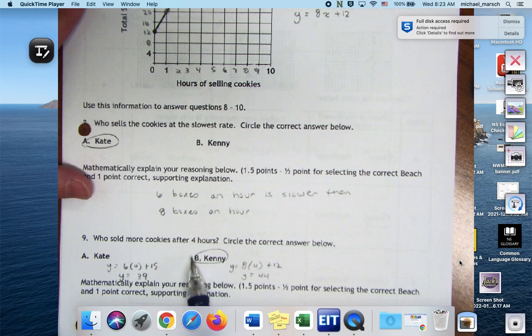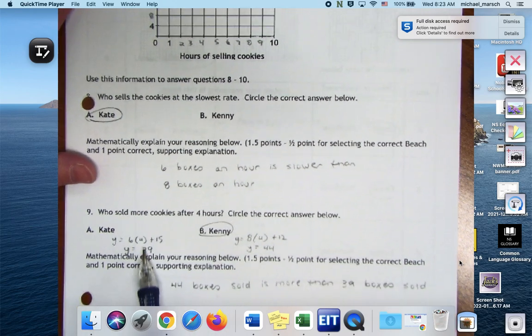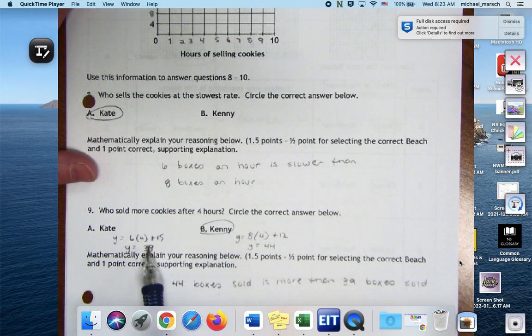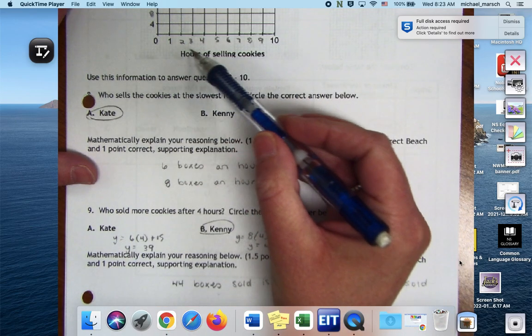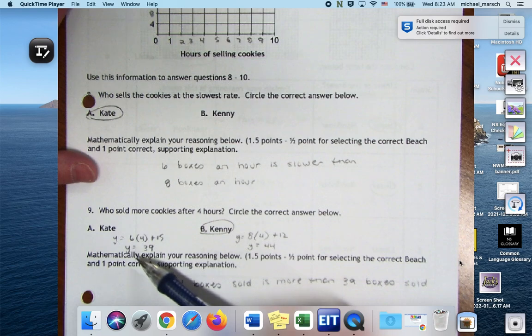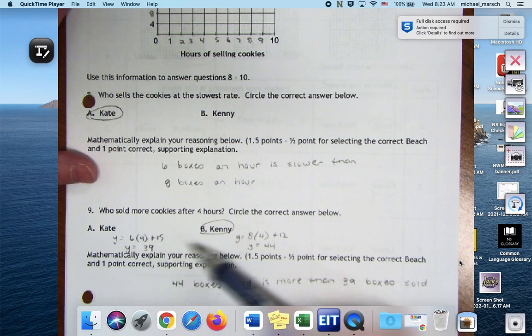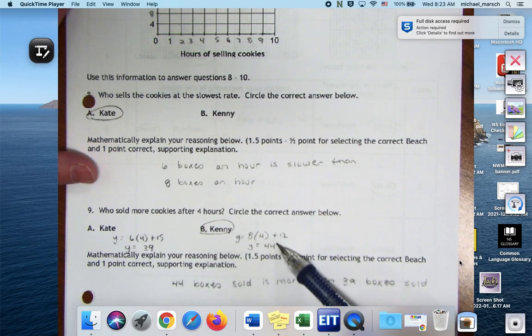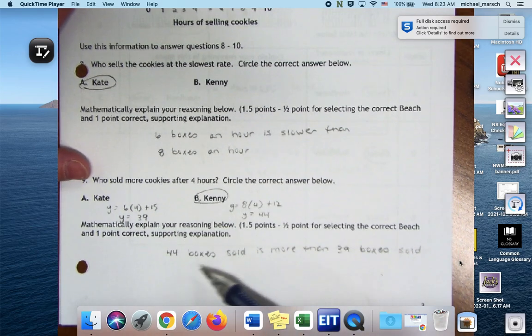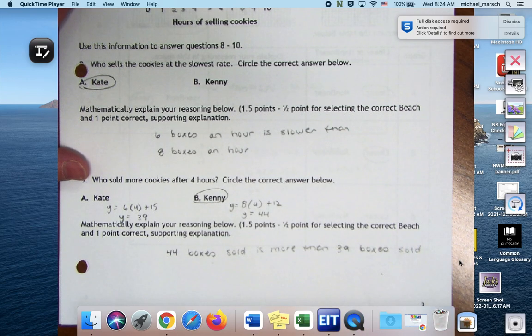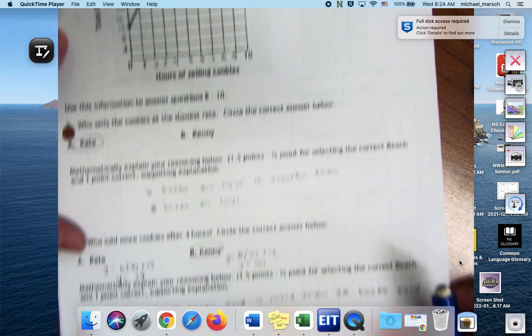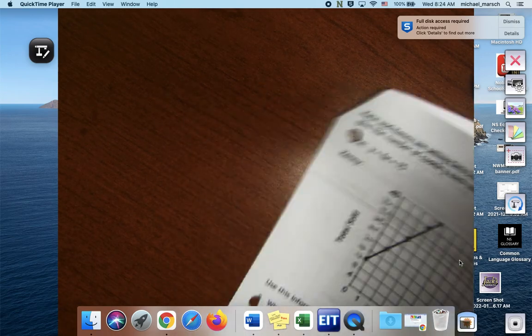Who sold more cookies after 4 hours? Again, I put the number 4 in for the x. I know that stands for x because my x-axis up here is hours. 6 times 4 plus 15 is 39. 8 times 4 plus 12 is 44. So since 44 boxes is more than 39, Kenny sold the most boxes after 4 hours. Next page.